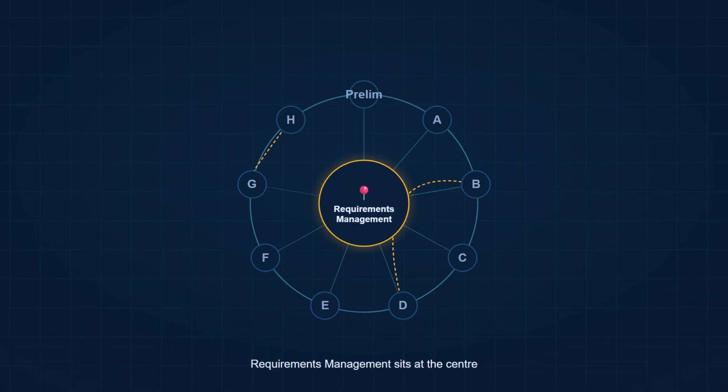And sitting right in the middle of that circle is the one thing that touches everything else: requirements management. Think of it as your destination, pinned at the very center of the map. Every phase checks against it, and every phase feeds back into it. Whatever you're doing, you're always asking the same question. Does this still serve what we actually need?